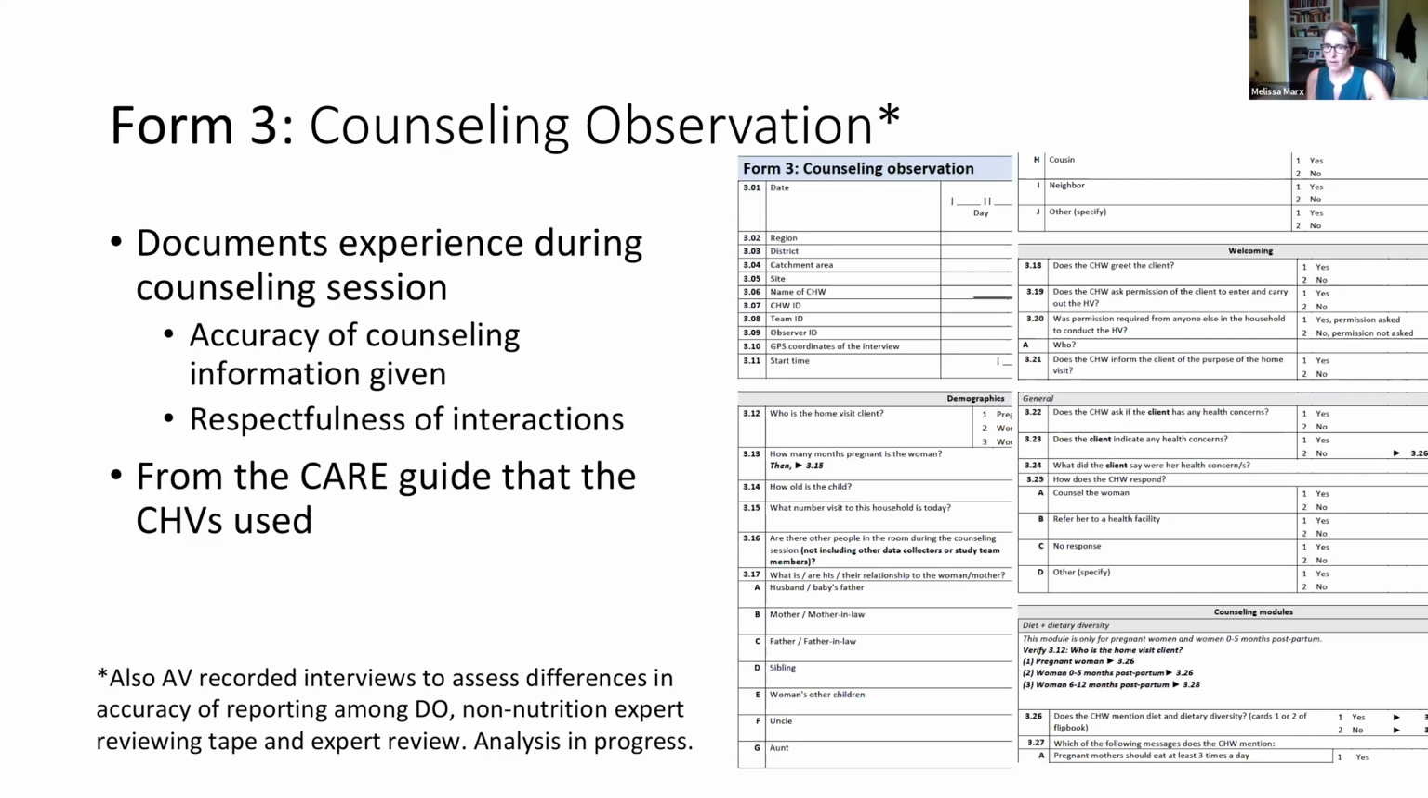It was the same type of format where we go through a tool that people use to look to see in the order we think it will probably happen, but the data collector did need to move around within the tool in case the CHV talked about something in a different order than we just guessed that they might. So the topics covered here were documenting the experience during the counseling session, whether the counseling information given was accurate, and whether the volunteer was actually respectful in her interactions. And again, this is all from the guide that CARE gave the CHVs, that many of them used to guide them in the actual counseling session.